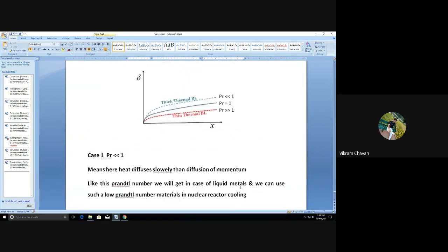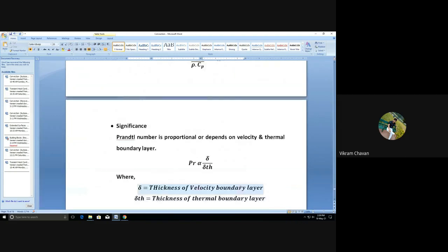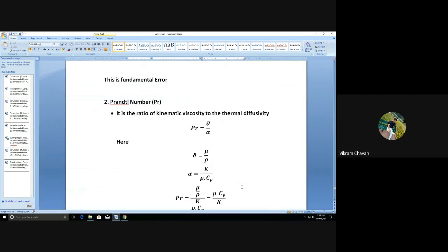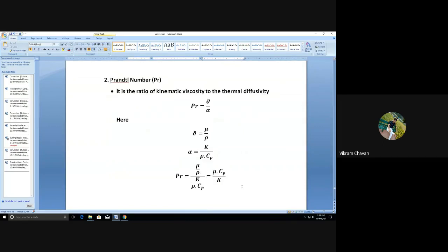If you understand, please let me know whether you understood or not, what is meant by Prandtl number and its significance. If you have any doubt, you can ask. If not, then you can view the heading.